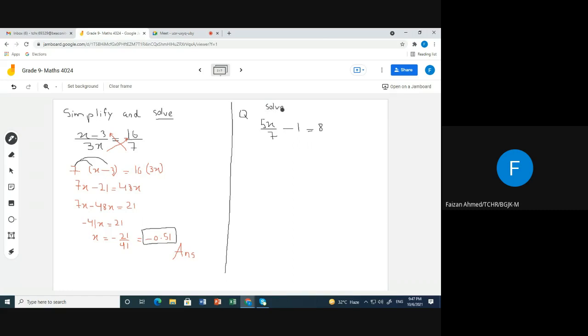We cannot shift 7 first, because 7 is involved in an operation on this side. If you shift 7 to that side, then a mistake will happen. So you will just shift this -1 to the other side.